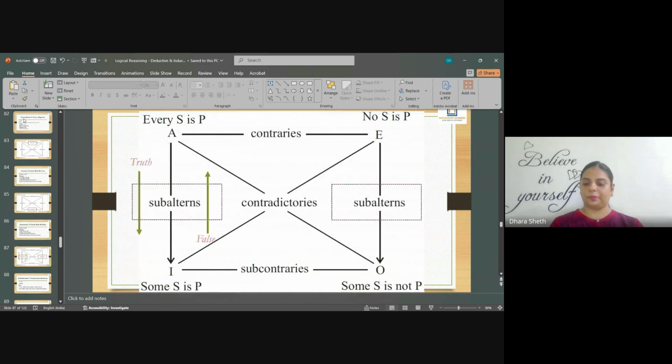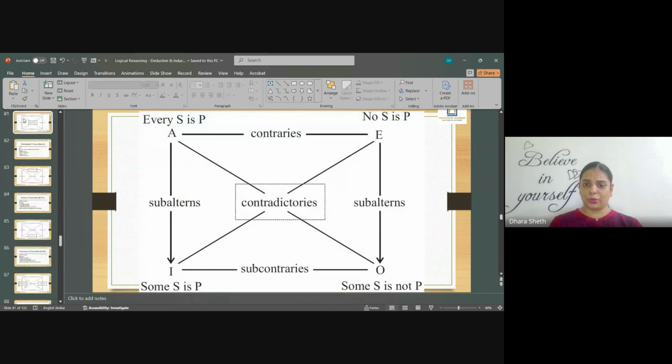Okay. So just to repeat again, contradictories, AO, EI. First of all, you need to remember AE and then I and O. That's how they go in a line. AE and then in line below I and O. A is every, E is no. Below, some A is, some A is not. Criss-cross relationship in center is contradictory. A is contradictory to O, I is contradictory to E.